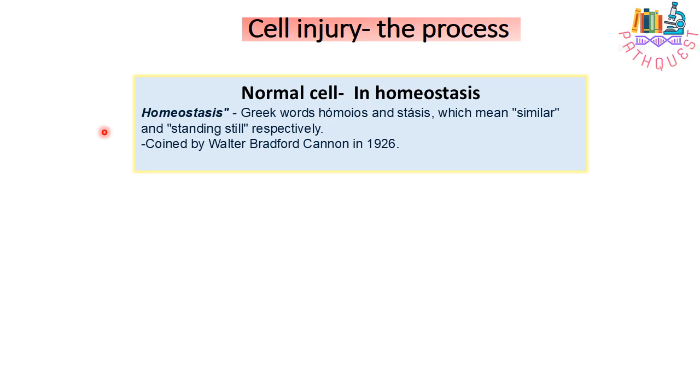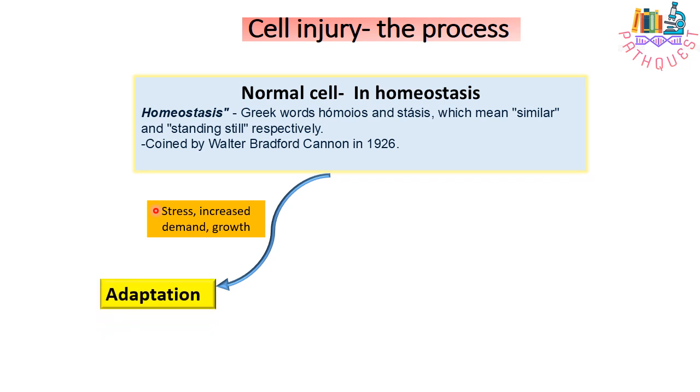Now, when the normal cell is exposed to certain change, this change can be in the form of stress. So, when a cell is exposed to a stress, or when there is increased demand of function from the cell, or when there is demand of growth from the cell, and the cell is exposed to this kind of stress, it will try to adapt itself, and it will result in cellular adaptation.